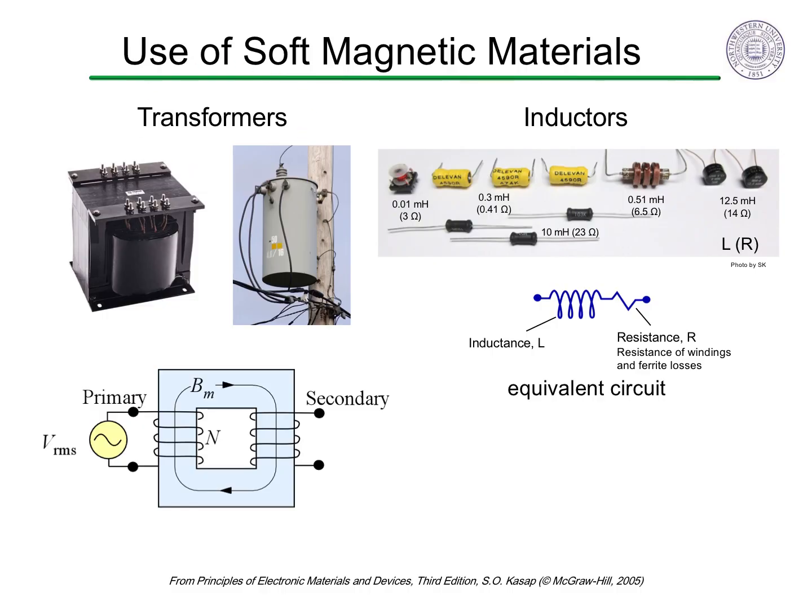Transformers are used to step up or down voltage in power transmission and electronics. Some electronics require an inductor circuit element, which is simply a coil around a soft magnetic material which greatly increases its inductance. Low hysteresis in a soft magnet reduces the electrical loss in both applications.